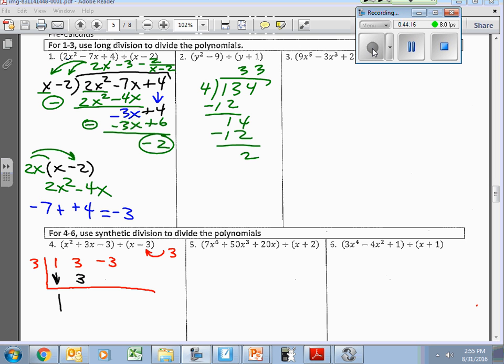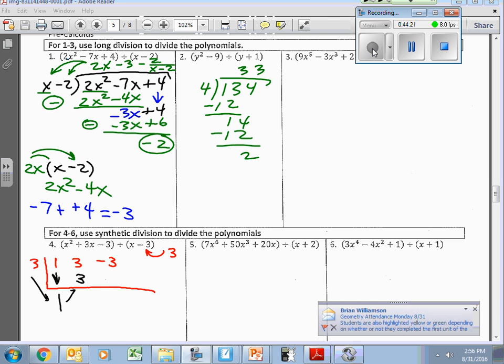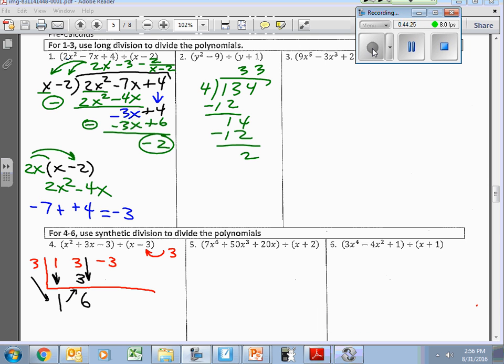What happens next? You always add the two numbers that are in the same column. So multiply, down and up. But to come straight down, you add 3 plus 3 is a 6. Look at that 6. See if you're confused where it came from. The good news, we do it again. The 3 times the 6, down and up. 3 times 6 is an 18. And we always add straight down. Negative 3 plus 18 happens to be a 15.